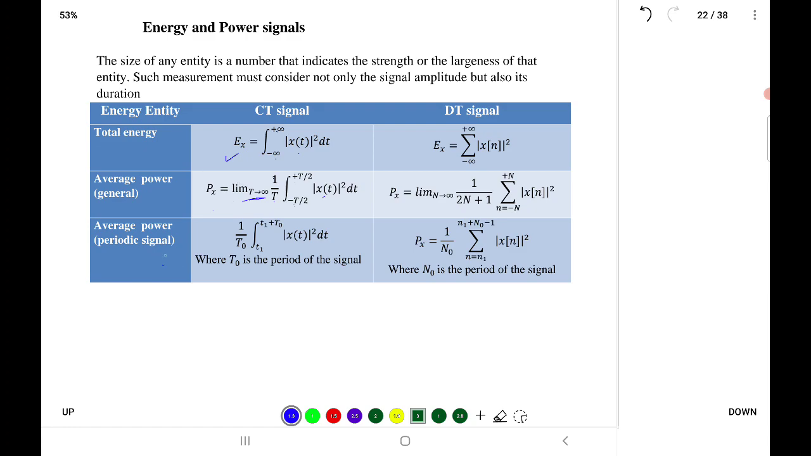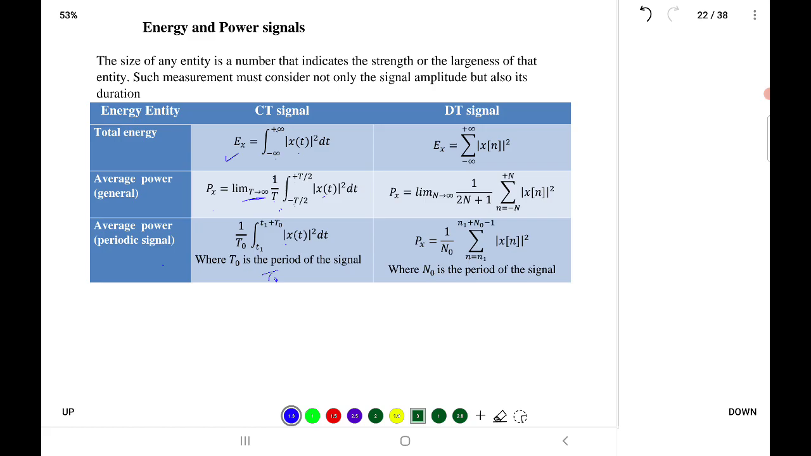But if it's a periodic signal, we have a special formula for calculating the average power of a periodic signal. We'll do the same thing, but the integration will be over the period, which we'll call T naught, to distinguish between T naught and this T. This T is general, but T naught is the period of the signal, and you multiply by 1 over T naught, and there is no limit.